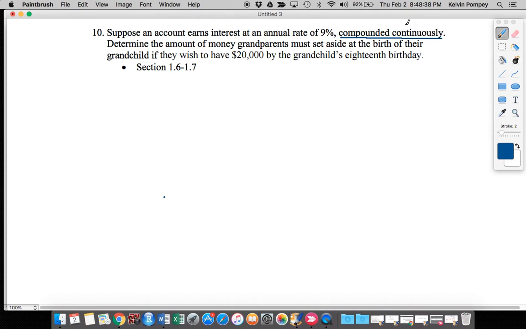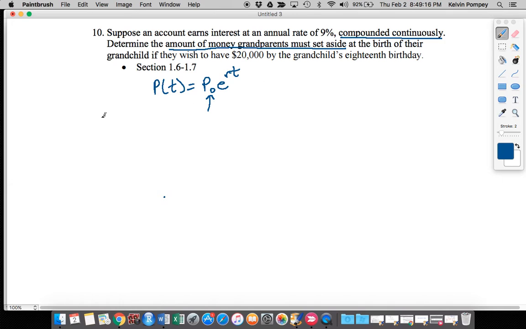All right. When I see this compounded continuously, I automatically know that I'm going to use the formula P of T equals P naught times e to the R times T, right? And so what I want to find in the end is the amount of money the grandparents must set aside. That means the amount of money they're going to deposit. So this is what I want to find, P naught. We hadn't done an example in class like this, so I just wanted to go over this. They give us the other variables here.